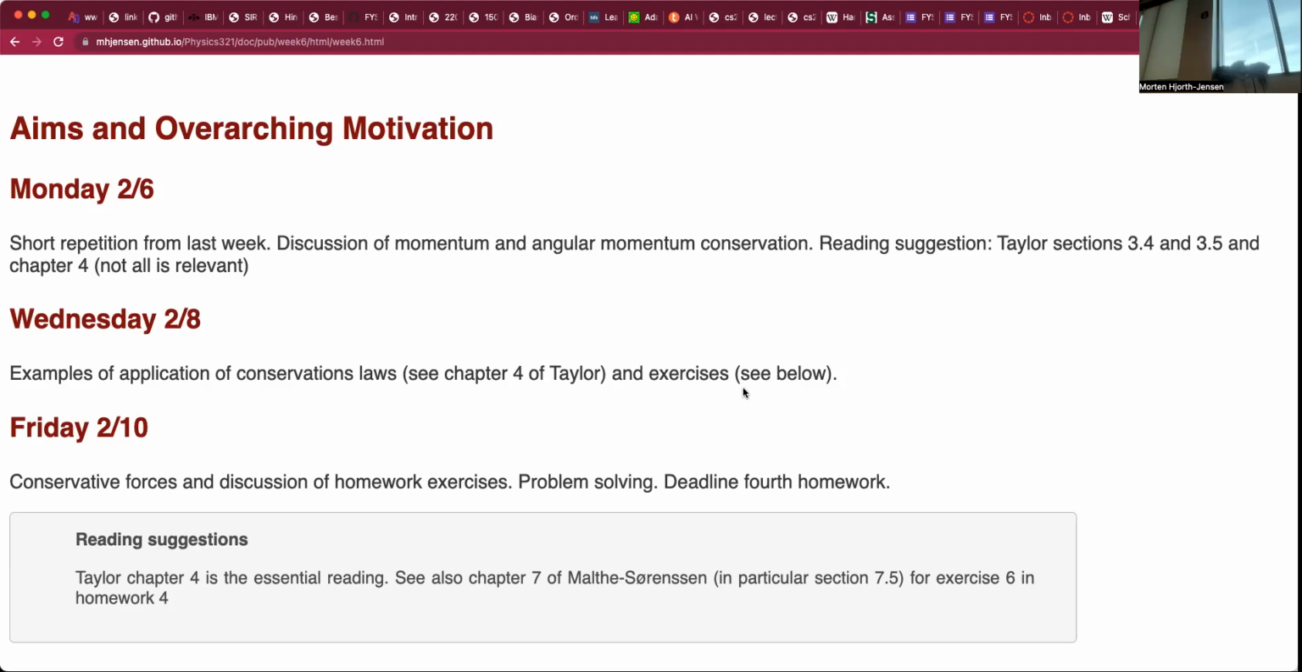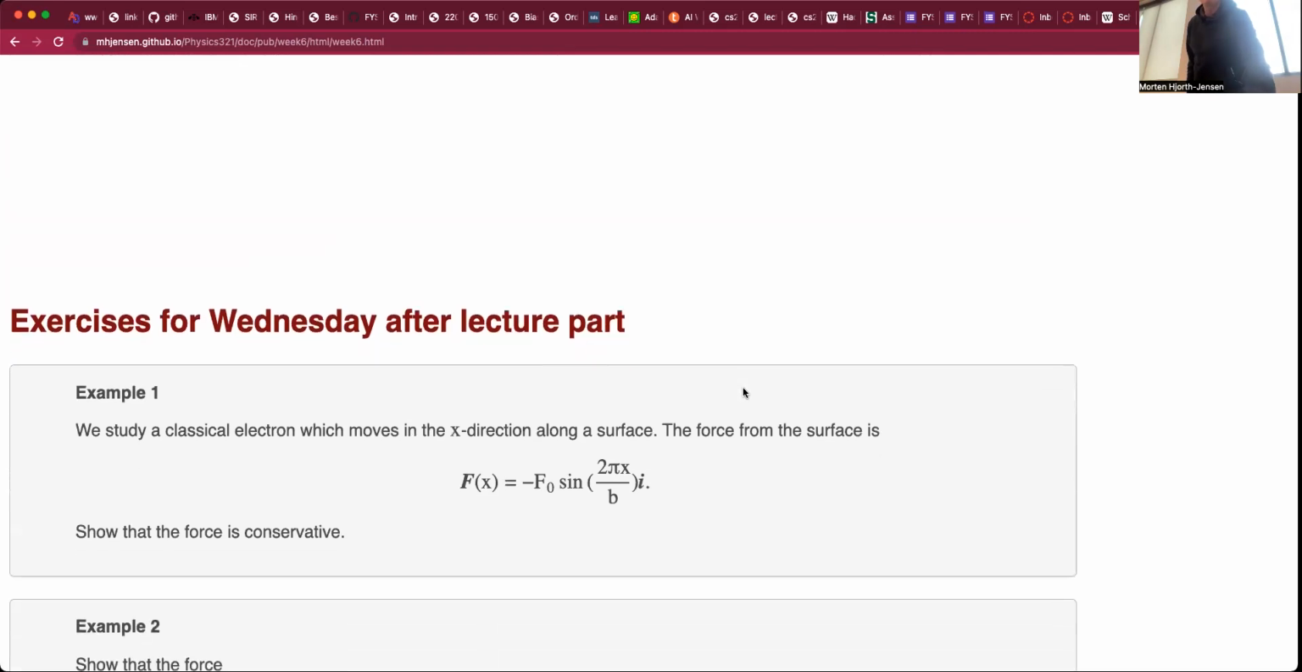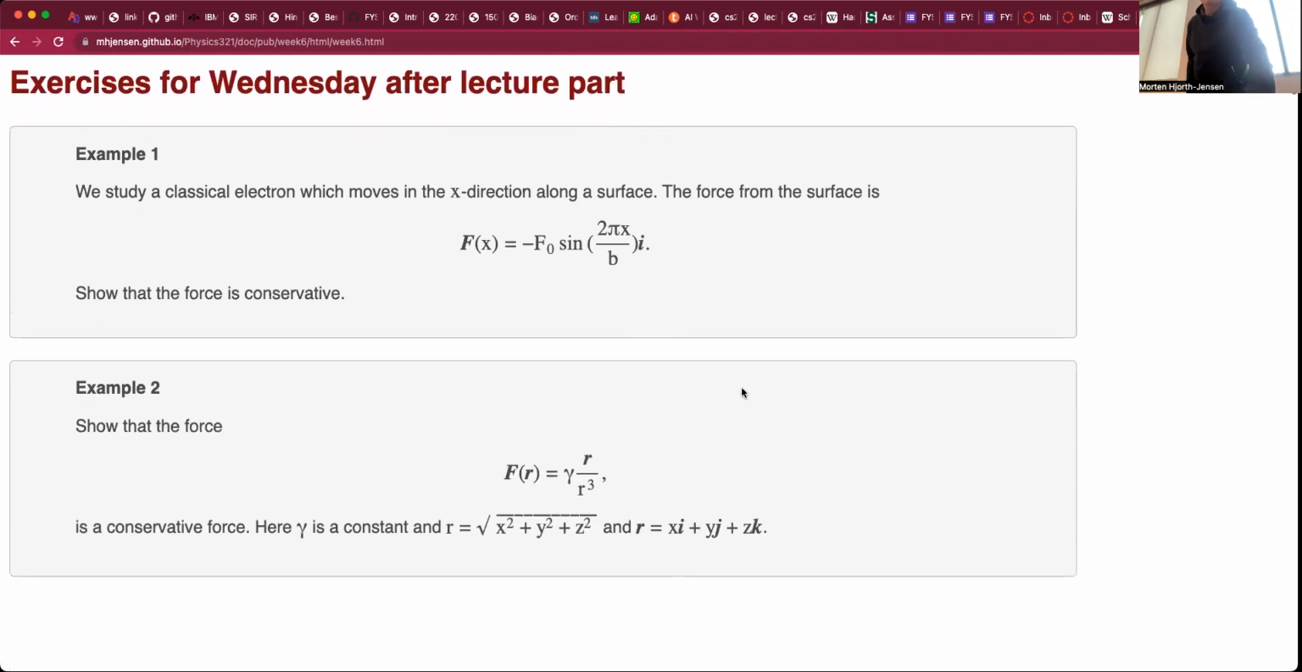So one of the things which I want to do today is repeat a little bit of what we did last week. And then there is also a set of exercises we're going to look at in class on Wednesday. They are not that difficult, but it's actually okay to run through them. So we're going to use something like 10-15 minutes on that. And you can see these exercises.